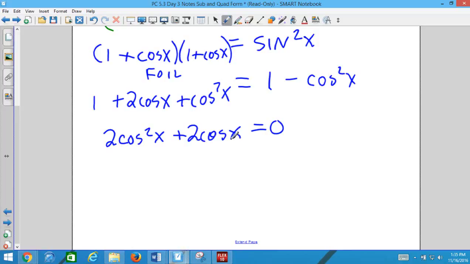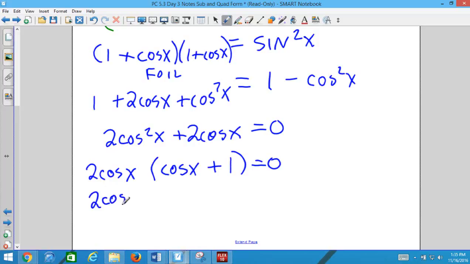What can we do to solve it? Factor out a 2 cosine x, and then you have cosine x plus 1. So we've got 2 cosine x equals 0, and cosine x plus 1 equals 0.